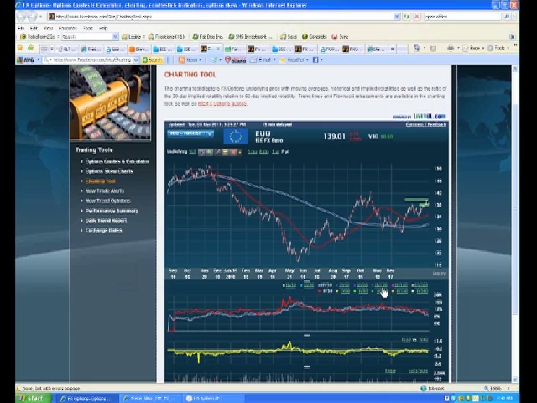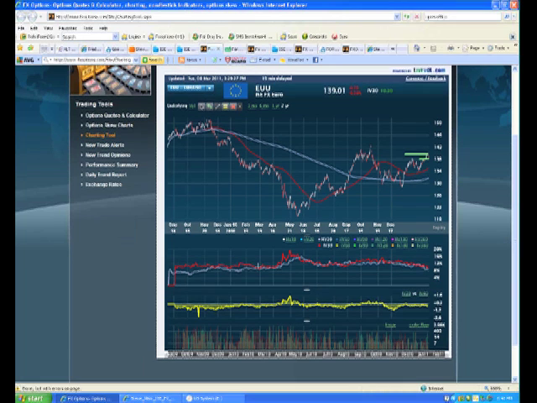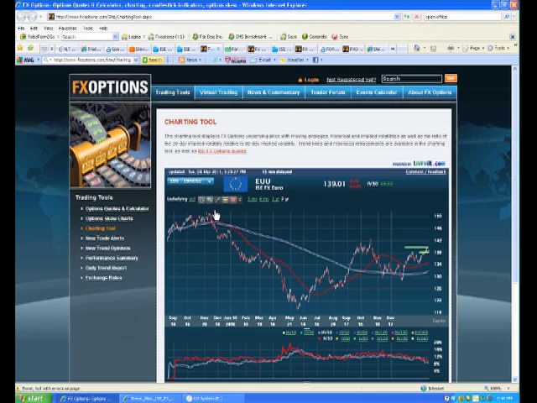I can also look down here for order flow. I can look for logarithm, and I can look at linear charts. So look at the charting tools that you have available if you're somebody that wants to trade ISE FX options with end-of-day data as a position or a swing trader.